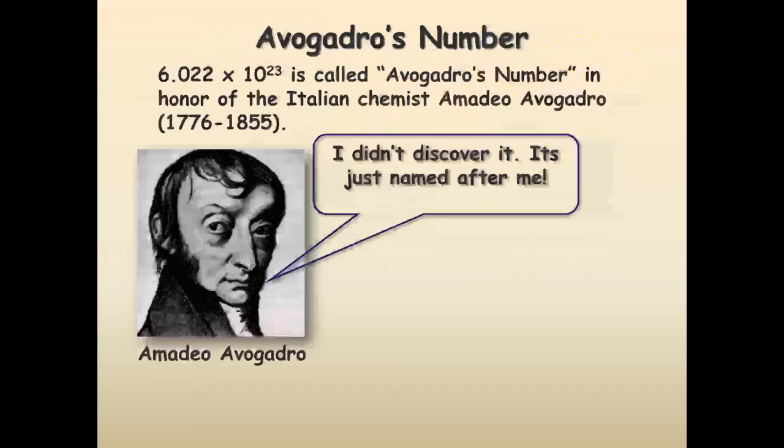Avogadro's number, which is what 6.022 times 10 to the 23rd is called, it's in honor of the Italian chemist Amedeo Avogadro, and he proposed that there was a number for the mole, a number of pieces or atoms or molecules or whatever. But he did not come up with the number. It was found much later, but they named it after him.